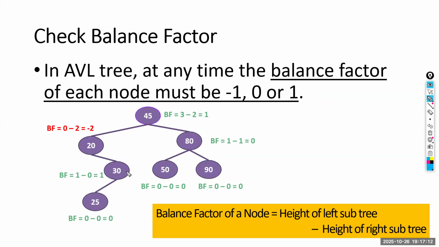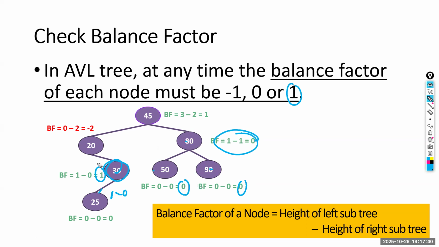Now, if you take something like this one, height of the left subtree is 1 because you have 1. Height of the right subtree is 0 because no right child. So therefore 1 minus 0 is 1. 1 is fine. So here of course 0, here 0. Here both 1. 1 and 1 is 0. So this is fine.